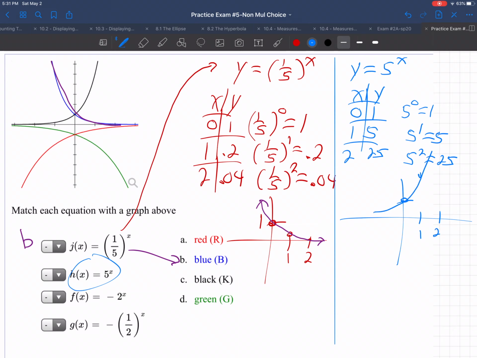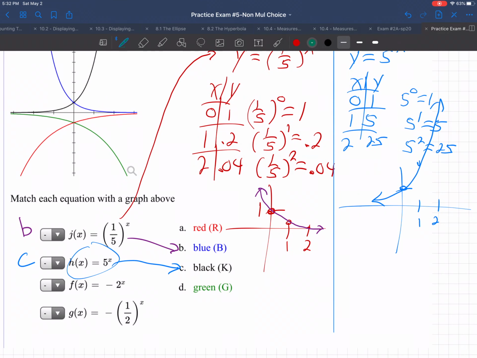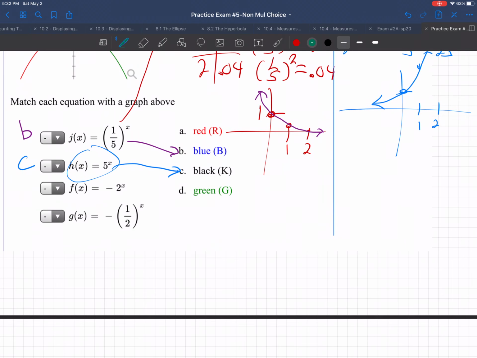So this one's rocketing up. So remember, all these exponential graphs rocket on one side, flatten on the other. So that's got to be this black one right here. So this is the black one, C. So we only have 2 more left. Let me erase this right here. Now, let's come down and try this one right here.